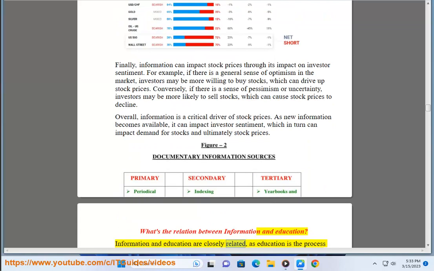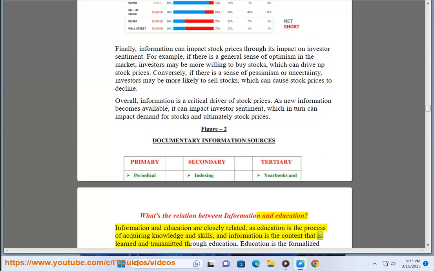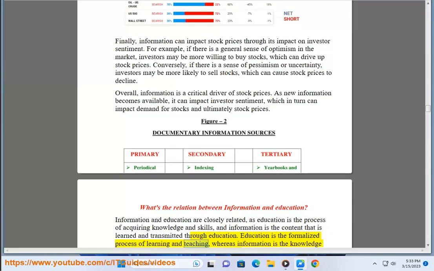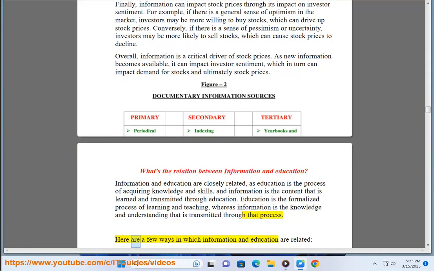Information and education are closely related, as education is the process of acquiring knowledge and skills, and information is the content that is learned and transmitted through education. Education is the formalized process of learning and teaching, whereas information is the knowledge and understanding that is transmitted through that process. Here are a few ways in which information and education are related.